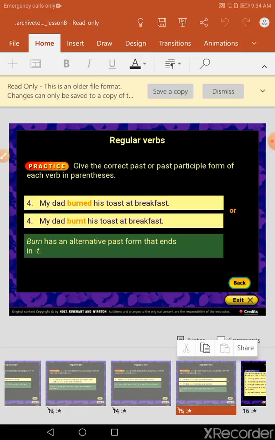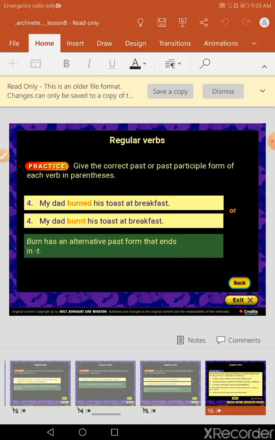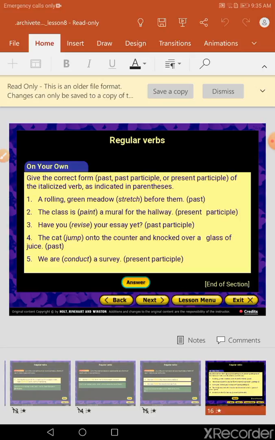So my dad burned his toast at breakfast. My dad burned his toast at breakfast. But the word burn has an alternative past form that ends in t. So you have burn, burned, burned, and burn, burnt, burnt. And remember, guys, dream, dreamed, dreamed, and dream, dreamt, dreamt.